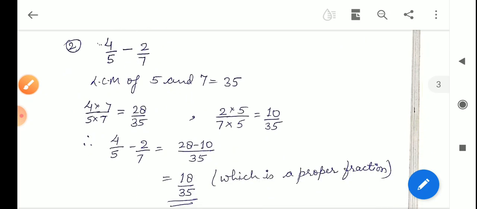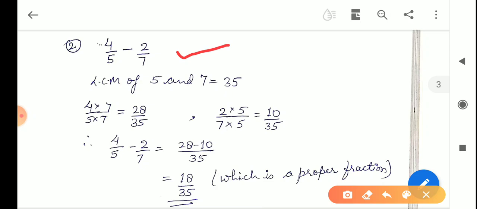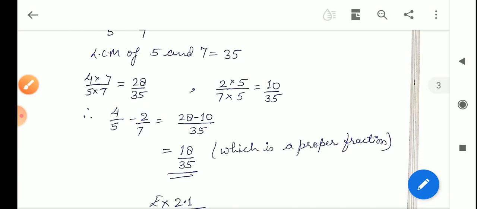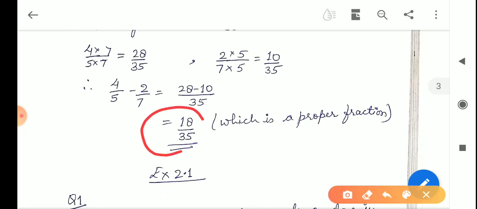Now the next case of subtraction is subtracting two proper fractions. Okay, in both the cases the numerators are smaller than the denominator. First we need to find the LCM of 5 and 7, then find the equivalent fractions of both the proper fractions in which the denominator is 35, then simply subtract. What will we get? We will get 18 by 35. Since it's a proper fraction, no need to convert it into mixed form.